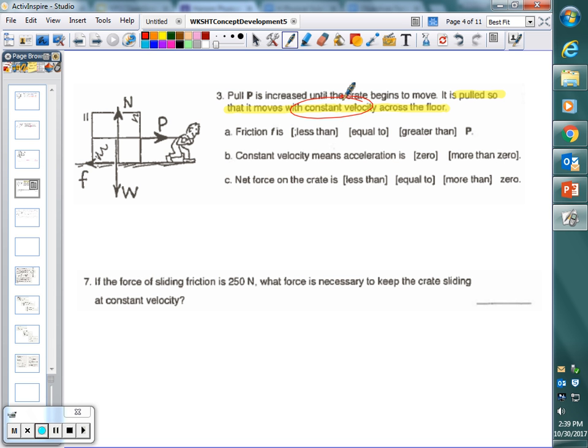Not necessarily the friction, right? The net force has to be 0, even though it's now moving. The net force has to be 0 if we're talking about constant velocity. Don't get tripped up. This isn't the moment when it starts moving. It's already been moving. Now it's moving with a constant velocity.